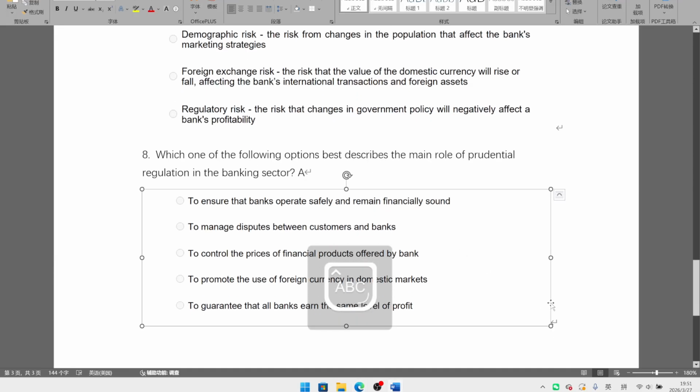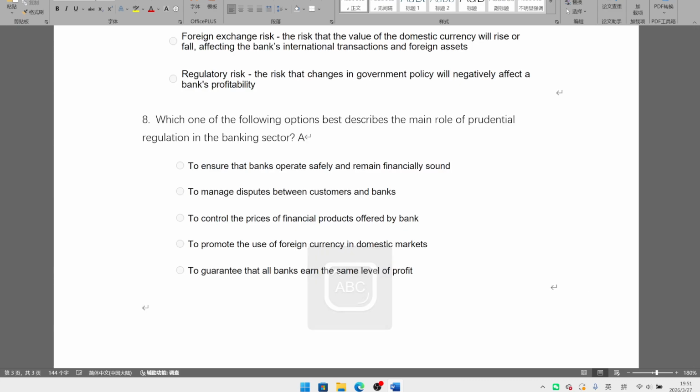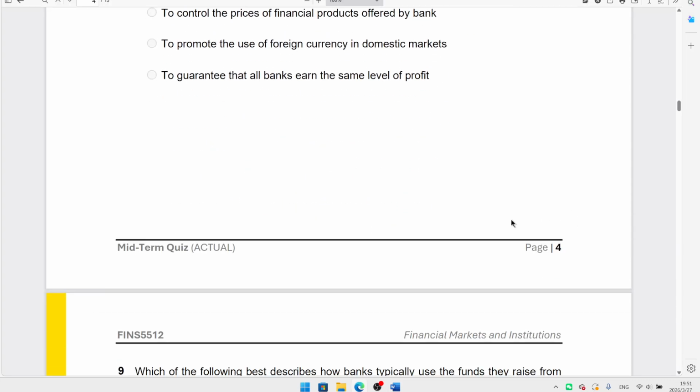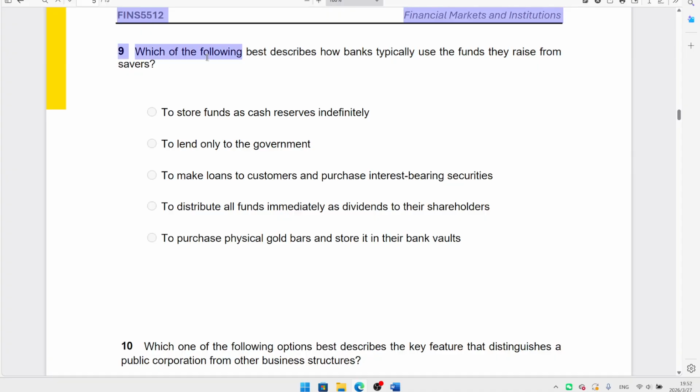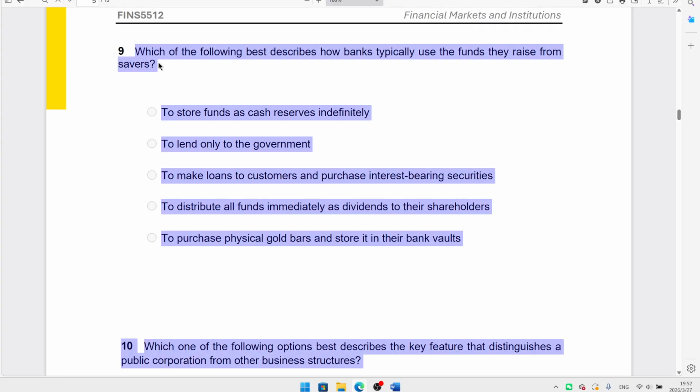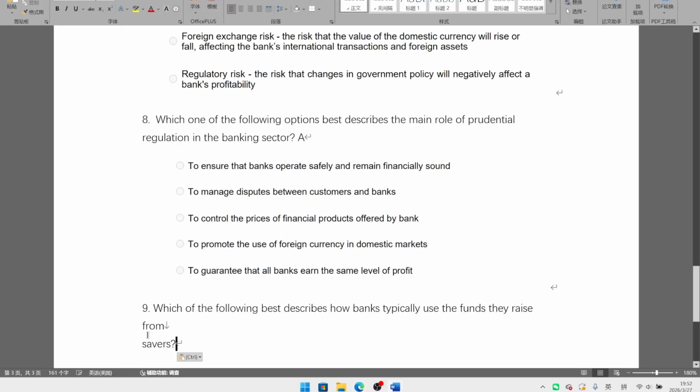Prudential operate safely, so it's A, I think. Question 9: which of the following best describes how banks typically use the funds derived from savers? Typically, these keywords: typically use.